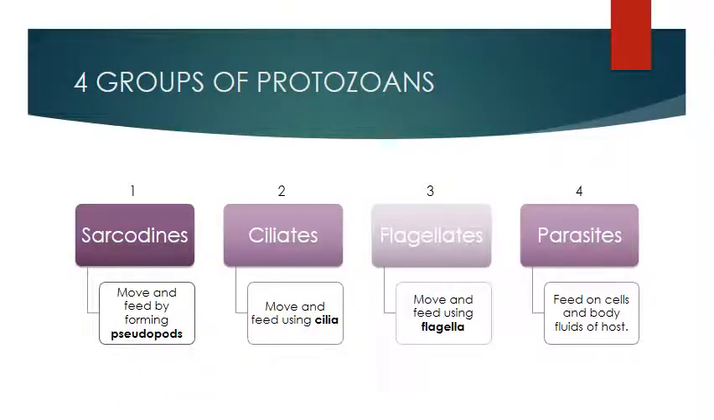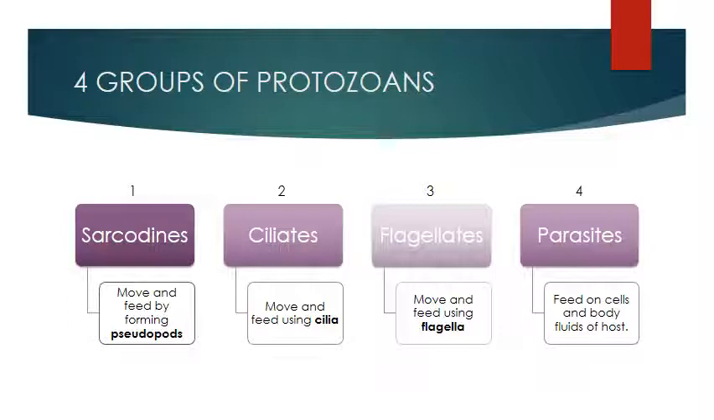Now, there are 4 types of protozoans. There are the sarcodines that move and feed by forming pseudopods. We'll talk about those in a minute. Then we have the ciliates, and they move and feed using their cilia, the little hair-like features. Then we have the flagellates, and they're able to move around and feed using their flagella, which is like a whip-like tail. And then we have the last group, which are the parasites. And this group is differentiated based on how they feed. They tend to feed on the cells and body fluids of their host.